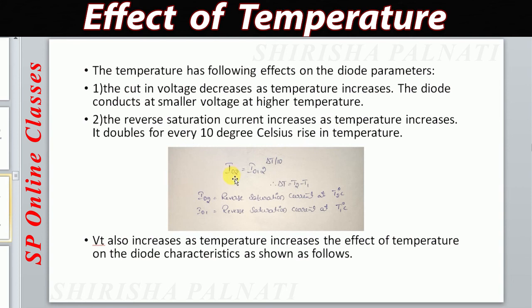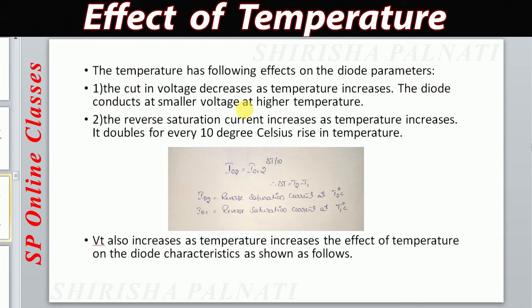The equation is I02 equal to I01 times 2 power delta T by 10, where delta T equals T2 minus T1. Here I02 is the reverse saturation current at T2 degrees Celsius, and I01 is the reverse saturation current at T1 degrees Celsius.